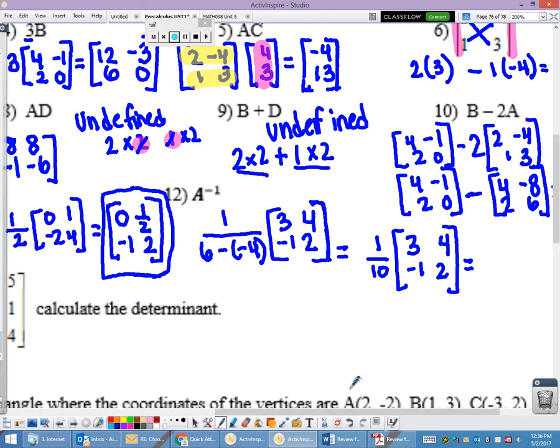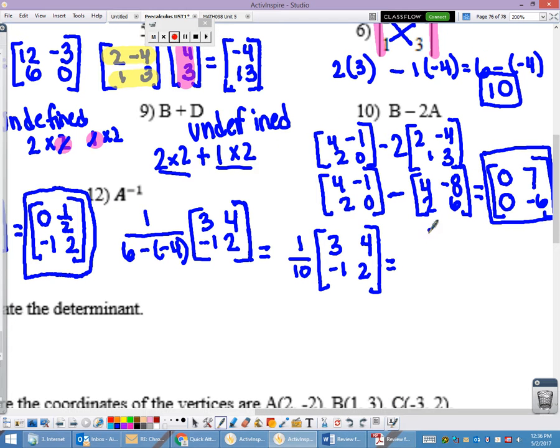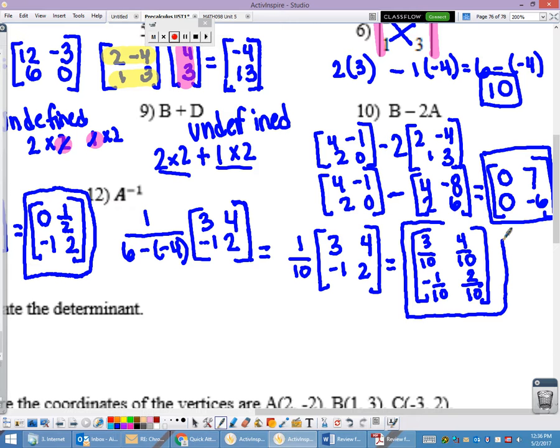And then my final answer, I'm just going to leave all of my entries as fractions. So 1/10 of 3 is 3/10. 1/10 of 4 is 4/10. You can leave them unsimplified. 1/10 of negative 1 is negative 1/10. And 1/10 of 2 is 2/10. And again, you can simplify those fractions if you want to, but that's not a requirement in this case.